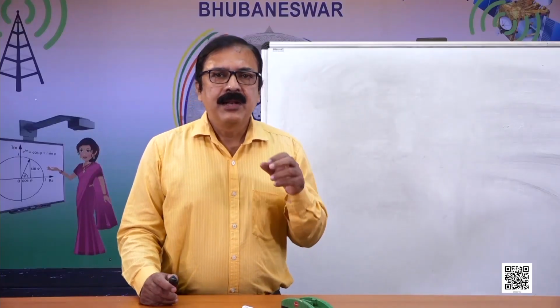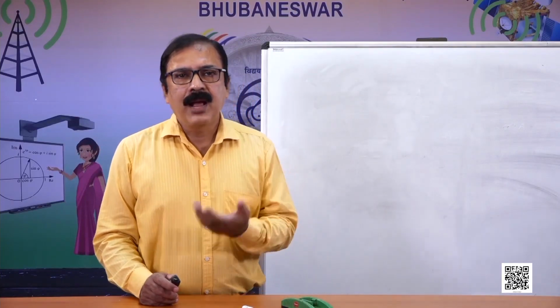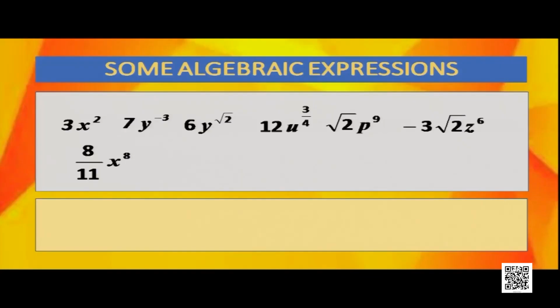And let's see some more algebraic expressions. 3x square, 7y to the power minus 3, 6y to the power root 2, 12u raised to the power 3 by 4, root 2 p raised to the power 9, minus 3 root 2 z raised to the power 6, and 8 by 11 x raised to the power 8. These are all algebraic expressions.